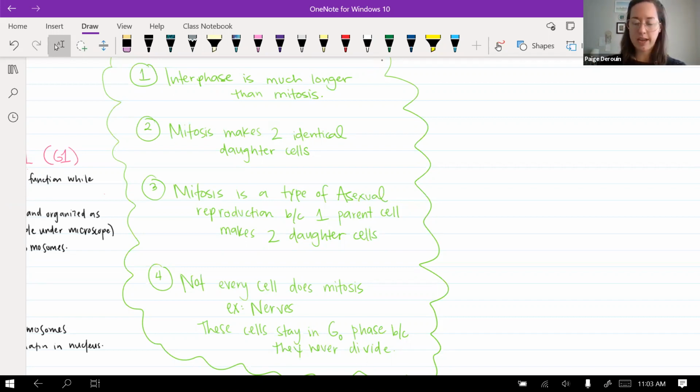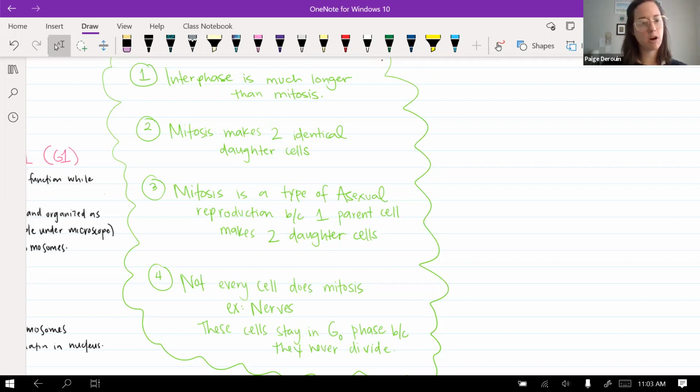Mitosis is considered to be asexual reproduction because you start with one cell and you make two. So you're making exact clone copies, and that's why it's considered to be asexual. And then I already mentioned this, but not every cell does mitosis, and some of them will never divide.